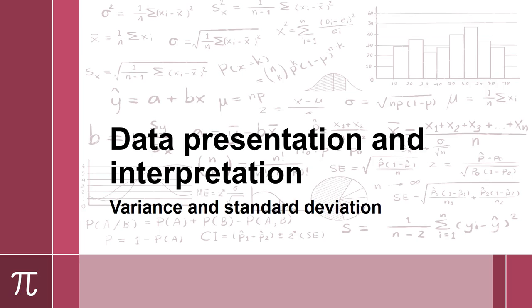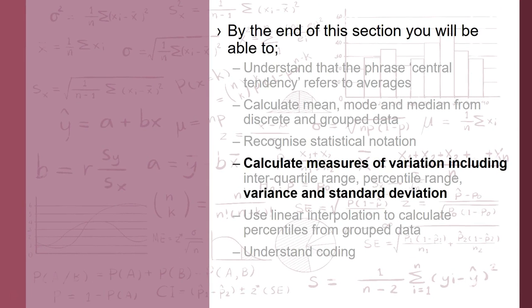Hi, and welcome to this next video in our series on data interpretation presentation. In the last video we were looking at interquartile range and percentiles as measures of spread and location. But in this one we're going to take that a little bit further, particularly with regard to this idea of spread, and look at something called variance and standard deviation. So this is just another step up.